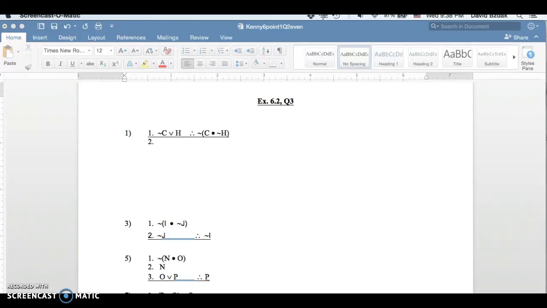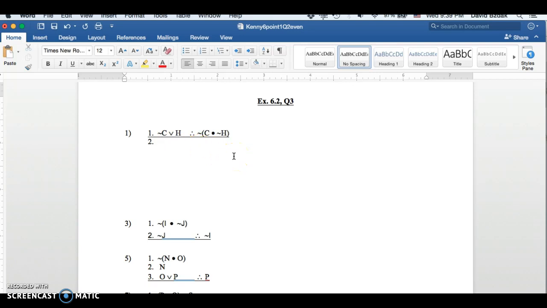Okay, I'm going to do some of the odd numbered problems from exercise 6.2 Q3. Now in this exercise we're using for the first time substitution rules. And substitution rules are importantly different from the inference rules we've been using in ways that I'll show you as we do these exercises.